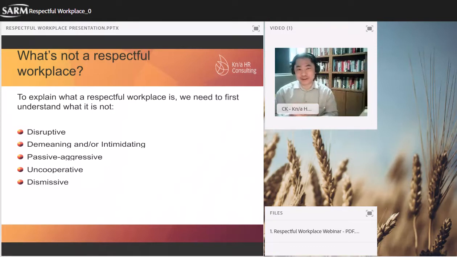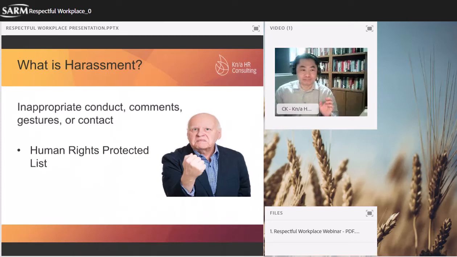Now, we talked about a respectful workplace and a workplace that is not respectful. Then where does harassment come in? What's the definition of that? So in the human resources world, harassment is just any conduct, comments, gestures, or contact that is inappropriate. And this is specifically related to the human rights list.